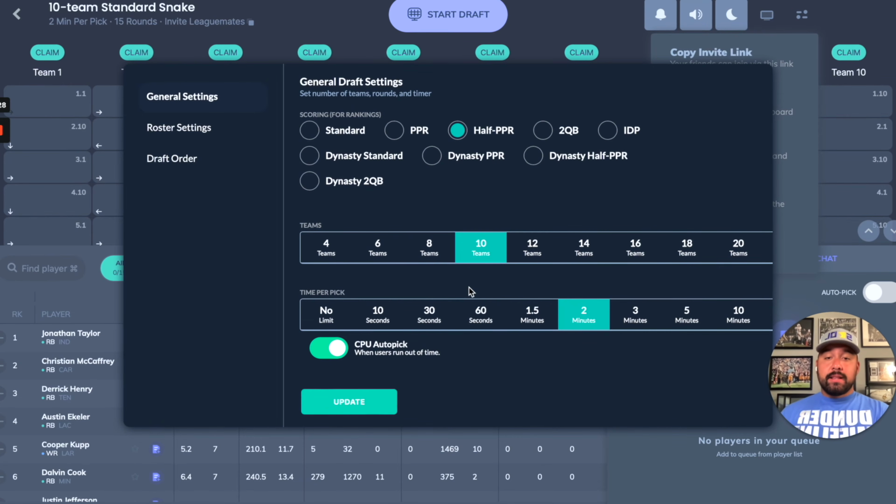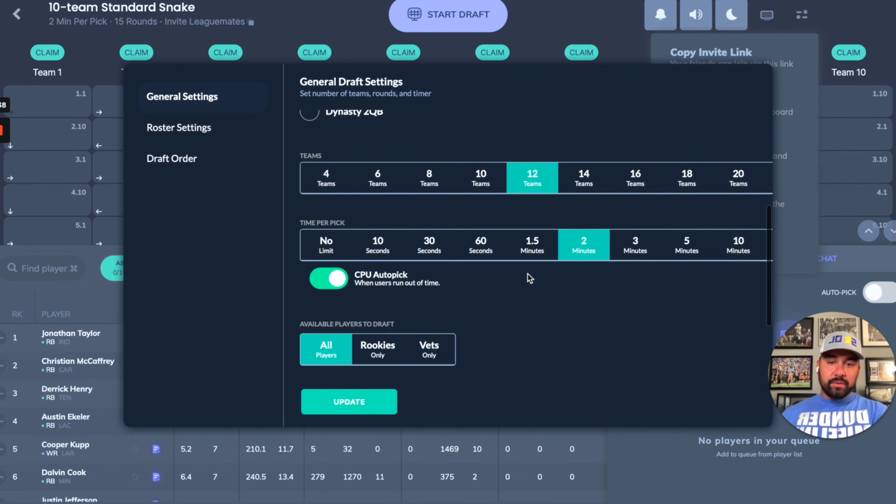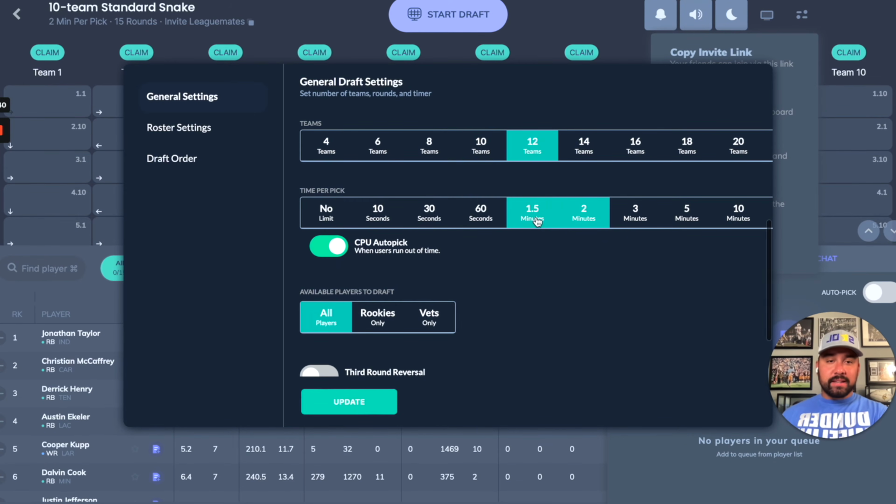Okay. Now, how many teams are in your league? Is it a 10 team, an 8 team? I've seen those. Is it 14? I hate being in those leagues. Those are tough. But I'm going to choose 12. Most of my leagues are 12. Over here, it doesn't really matter. Time per pick, I think it's usually 2 minutes.